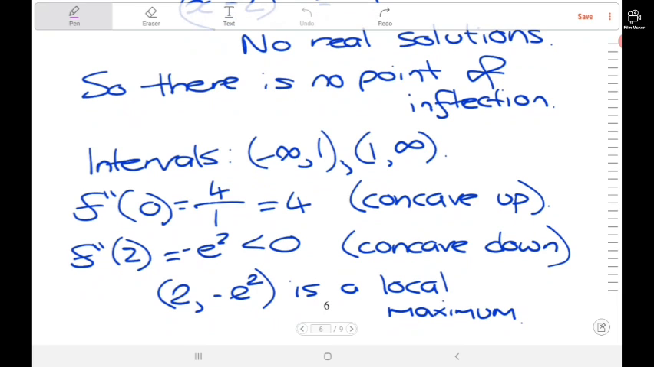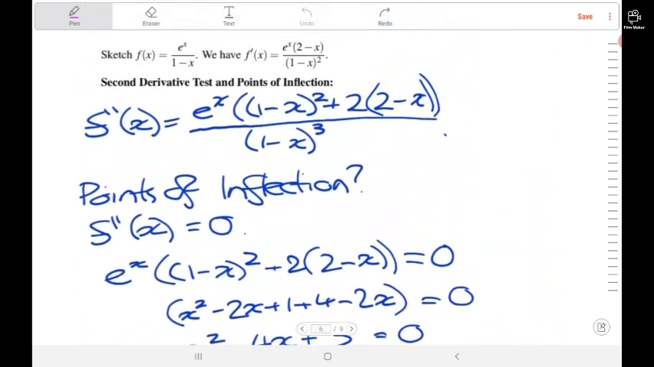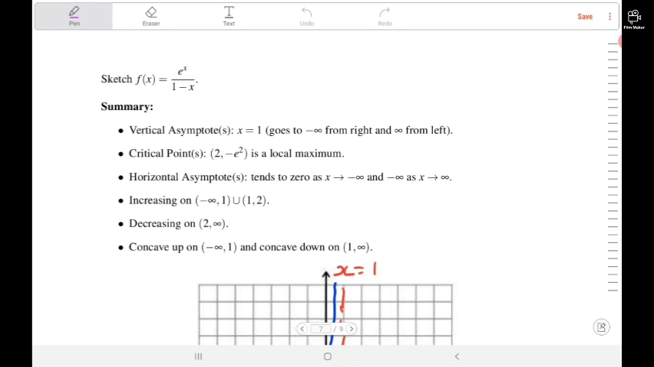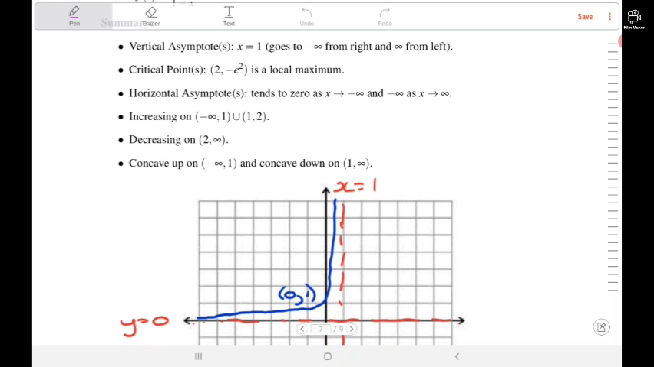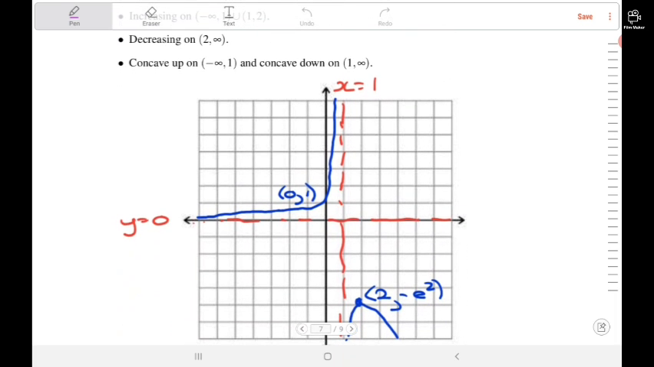So that covers basically all of the information that we need. So I've got a summary here in bullet point form of the information that we found. So when we draw this, we have our vertical asymptote at x equals 1 and our horizontal asymptote at y equals 0. We know for values less than 1, the function is concave up. We know as we tend towards negative infinity, we tend towards this horizontal asymptote of 0. And as we tend towards 1, we approach infinity. So we've got that drawn here.